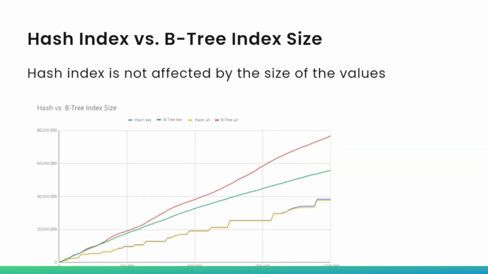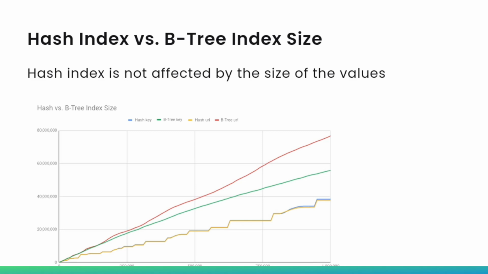So I want to show you this chart. What I did here is I inserted a lot of rows into the table. And as I was inserting the rows into the table, I measured the size of the indexes. So I had a hash index on the URL, like we just created. And I also created a hash index on the key. The key is a very small text compared to the URL.